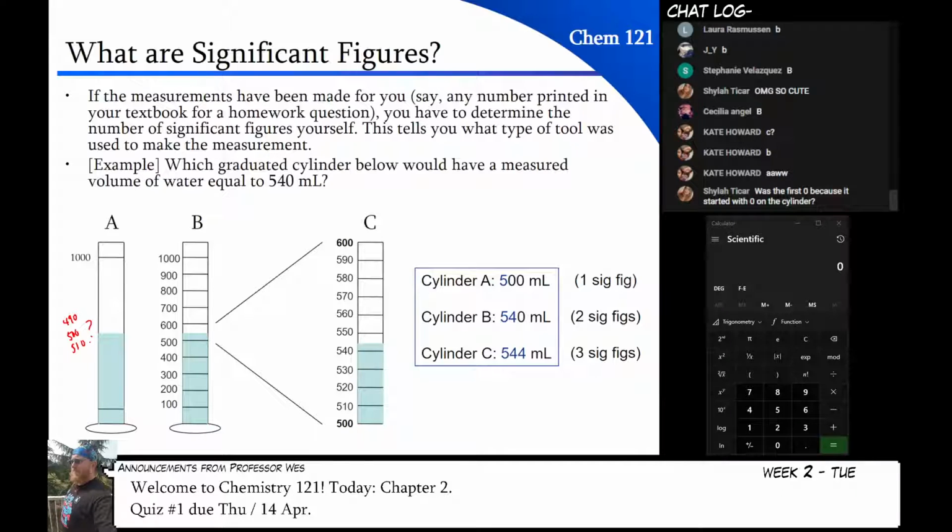So the zeros that we have to add, these that we're forced to add in order to make the magnitude match up, these are not significant figures. And we're going to see that in just a second.